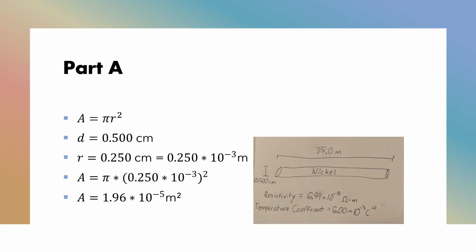To start part A, we must begin by solving the area of the wire using the area equation. To find the radius of the wire, we must take the diameter of the wire, which is provided, and divide that by 2. The diameter provided was 0.5 centimeters, which then means that the radius equals 0.25 centimeters. When converting this to meters, it comes out to 0.25 times 10^-3 meters. Now that we know the radius, we can solve for the area of the wire. So area equals pi times (0.25 times 10^-3) squared. When doing this calculation, we find that the area of the wire equals 1.96 times 10^-5 meters squared.